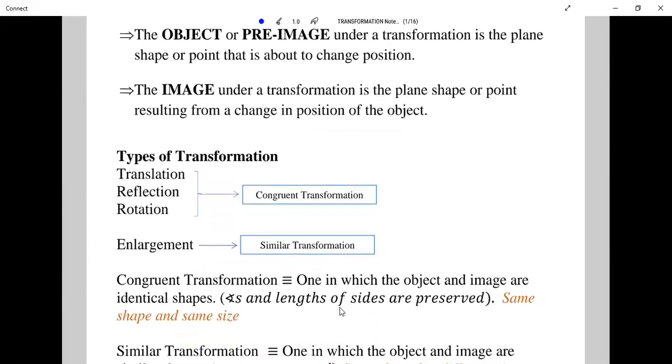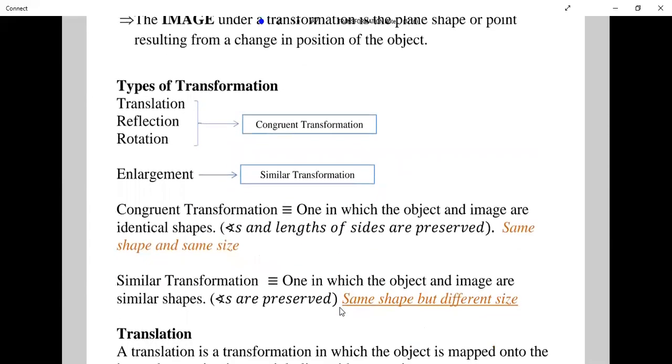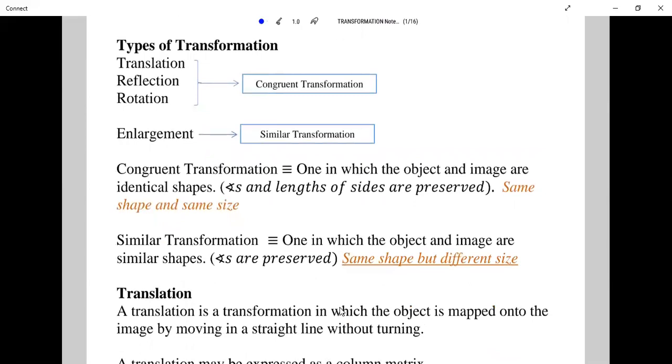These are the types of transformation. You have translation, reflection, rotation. Those are called congruent transformation. That's translation, reflection, and rotation. Those are called congruent transformation. And the fourth type of transformation that you have to learn about is the enlargement. Now, an enlargement is called a similar transformation.